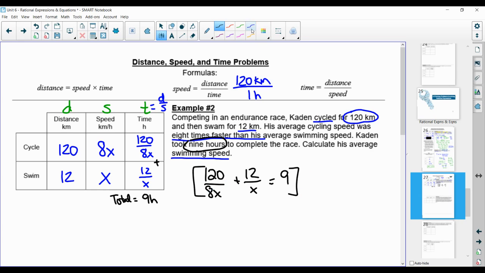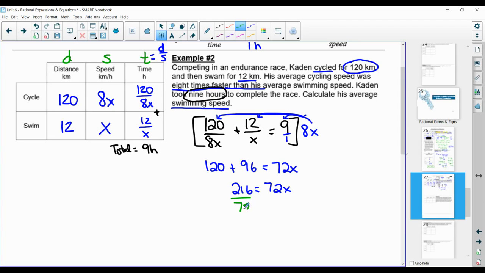And again, at this point, I'm getting rid of my denominator, so I'm going to multiply by 8x. Multiplying through, the 8x will disappear. I'll be left with 120. Here, just the x disappears. So 12 times 8 is 96. And when I multiply this through here, nothing cancels because there's no denominator other than 1. And so I have 72x. Simplifying, I have 120 plus 96 is 216, and this equals 72x. So we divide by 72, and then we get x equals 3.